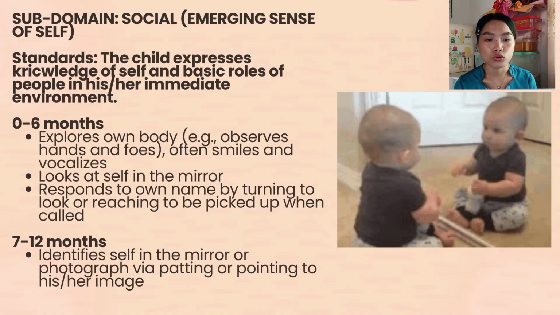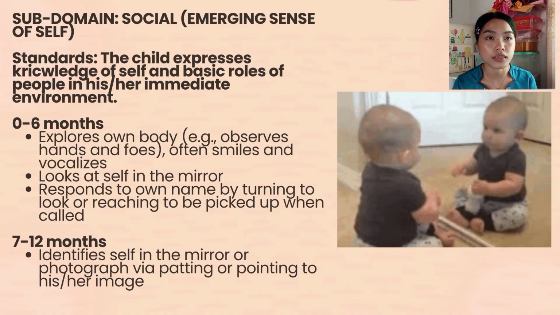So just like the example GIF here, they look at themselves in the mirror. They can already see their reflection in the mirror, and they can already respond when being called. For example, if your name is Janice and the mom calls the name Janice, the baby can already start to recognize that it is her name.